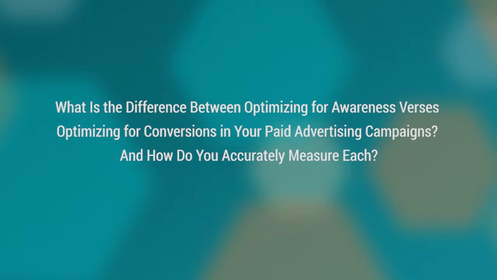This month's question is, what is the difference between optimizing for awareness versus optimizing for conversions in your paid advertising campaigns? And how can I accurately measure that? First, it's important to ask yourself a very important question if you think you're optimizing for awareness. If I launch a campaign and I receive no conversions, no phone calls, no form fills, etc., am I okay with that? If the answer is no, you need to be optimizing for conversions. If the answer is yes, then optimize for awareness.